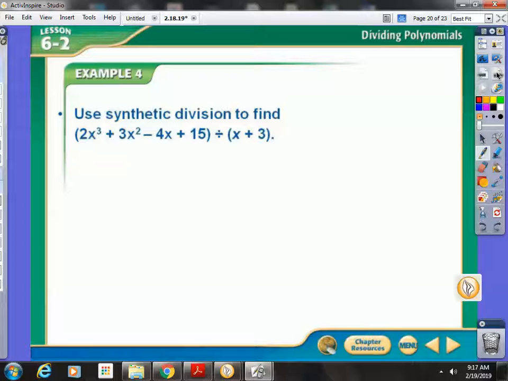Do we have any missing terms? As you're writing your polynomial down, I want you to always check for that, and add it in as you're writing it down. Let's go ahead and set up our synthetic division process.